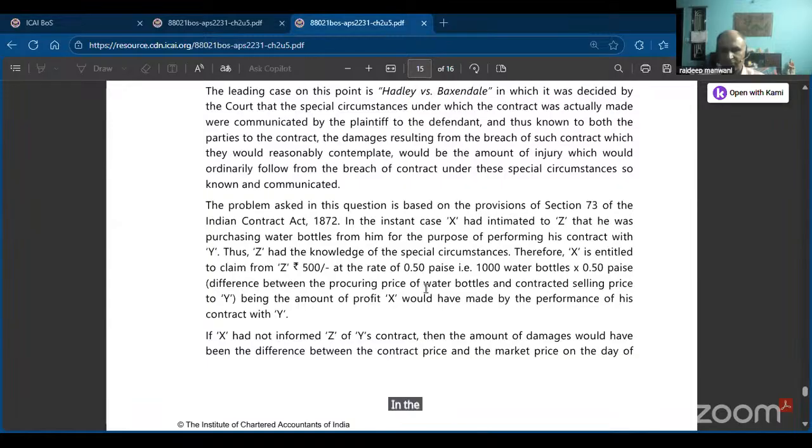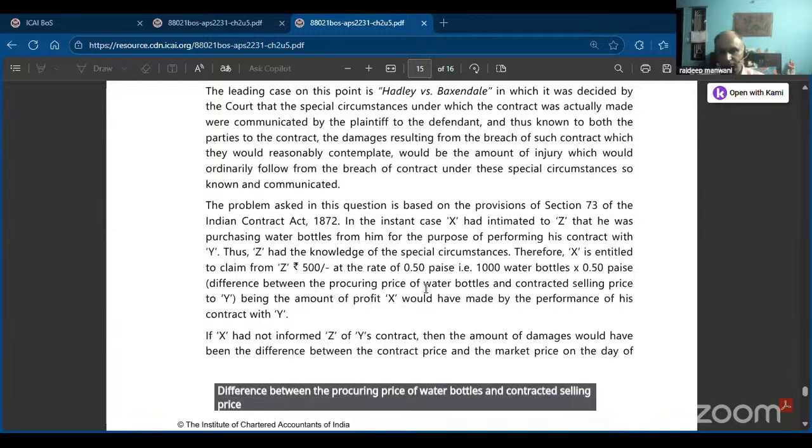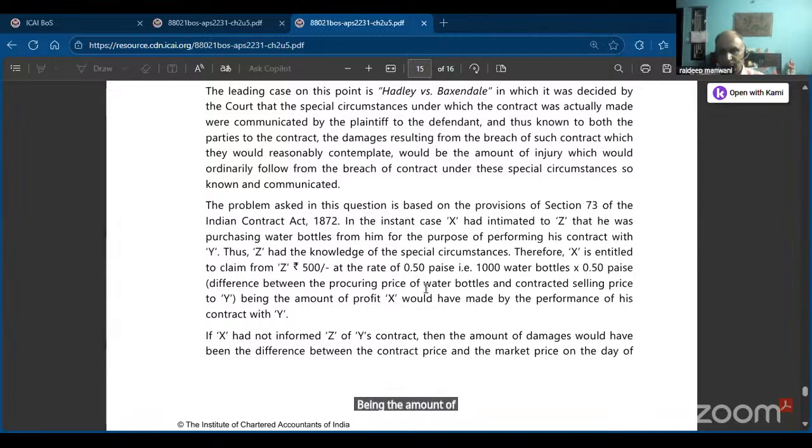In the instant case, X had intimated to Z that he was purchasing water bottles from him for the purpose of performing his contract with Y. Thus, Z had knowledge of the special circumstances. Therefore, X is entitled to claim from Z 500 rupees only, at the rate of 0.5 paise, that is 1000 water bottles into 0.5 paise, being the difference between the procuring price of water bottles and the contracted selling price to Y, the amount of profit X would have made by the performance of his contract with Y.